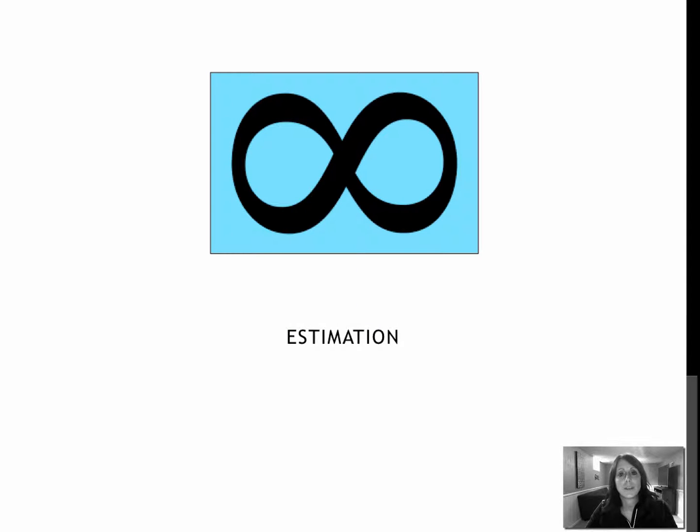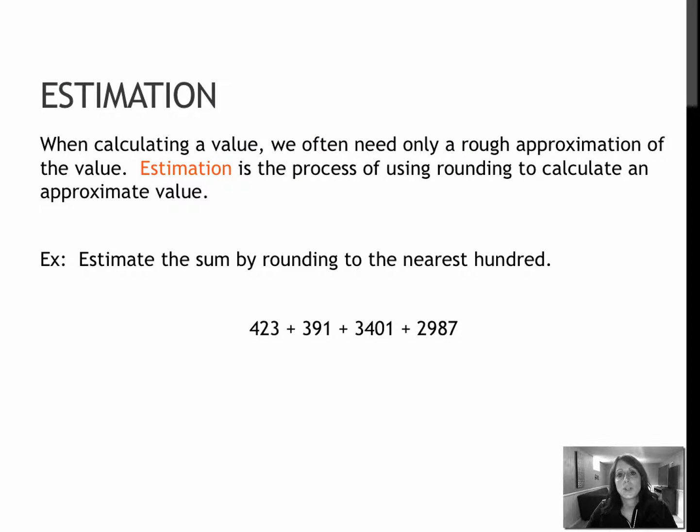This lesson is on estimation. An estimation is really a way for us to find an approximate value for a sum, a difference, a product, a quotient, etc. So all we're going to be doing is rounding each of the values in our expression to whatever value or place value they tell us.